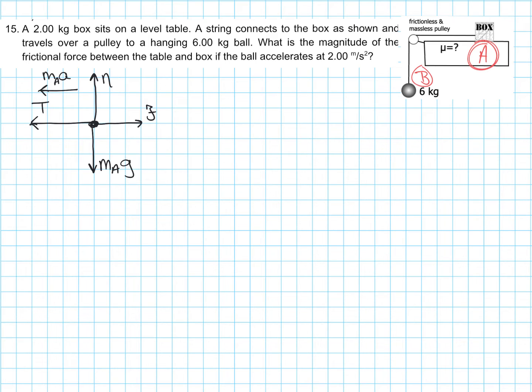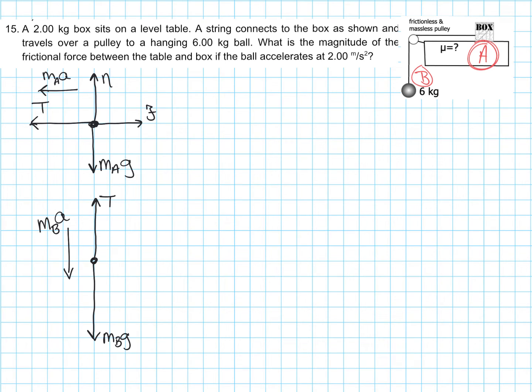Now I need to do the ball, B. So the free body diagram for the ball, it's labeled as B. I'll draw it right here. I'll have tension going up. So there's tension. It's accelerating down. So there's mg right there, and I'll call it M subscript B times G. And this is the same tension. Let's say I do have a net force going down. That's the mass of object B times the acceleration. So there we go. There's our free body diagram.